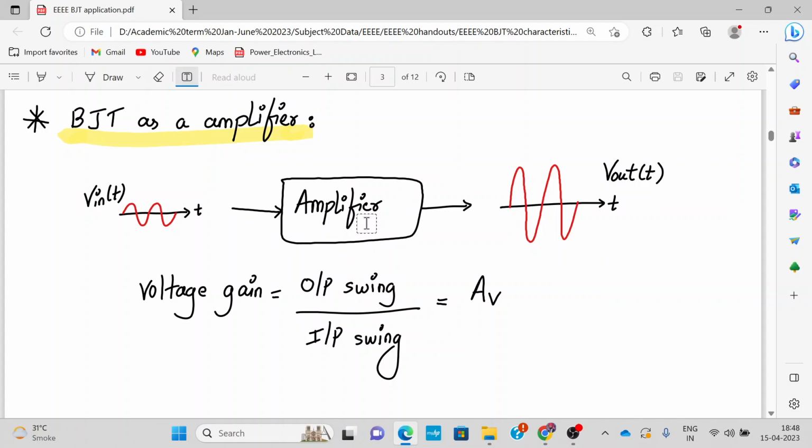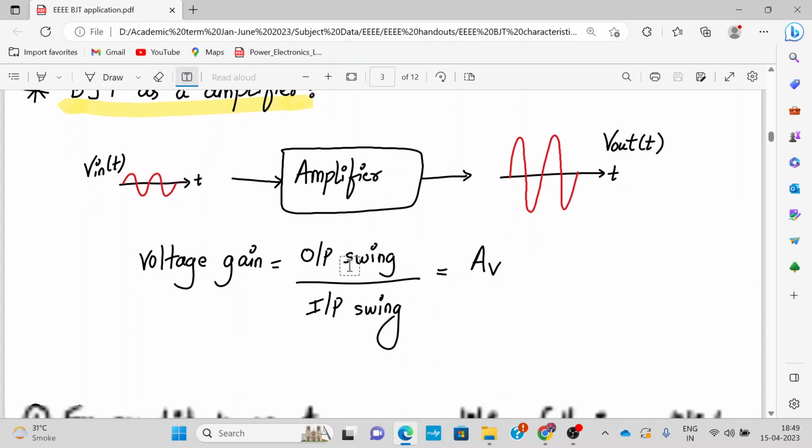So what is an amplifier? In an amplifier we are applying a time varying quantity over here, V in of t, and the output is an amplified form of the input. So voltage gain is output swing upon input swing. If the output swing is greater than the input swing, then we get a voltage gain, and that voltage gain is denoted by AV. Okay, so if the output swing is greater than the input swing, we get an amplified output.